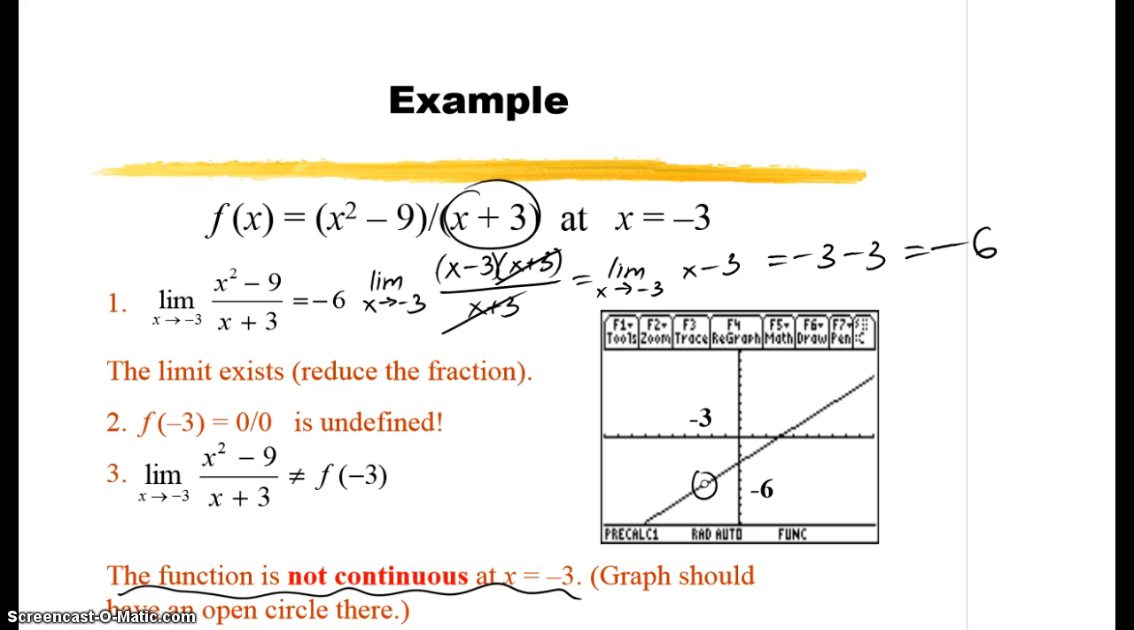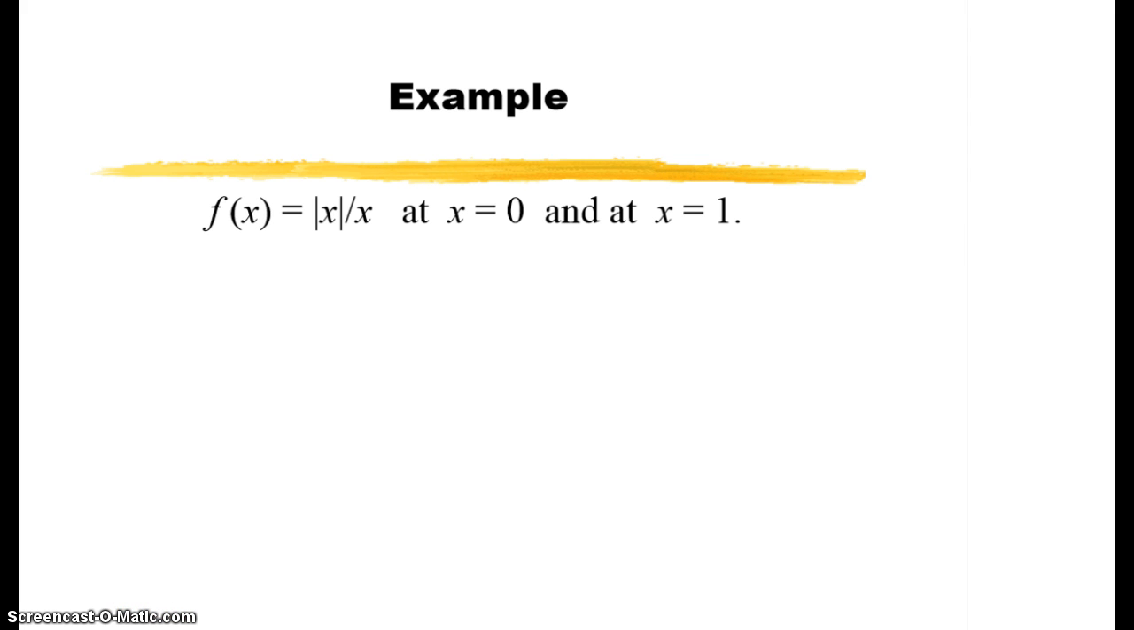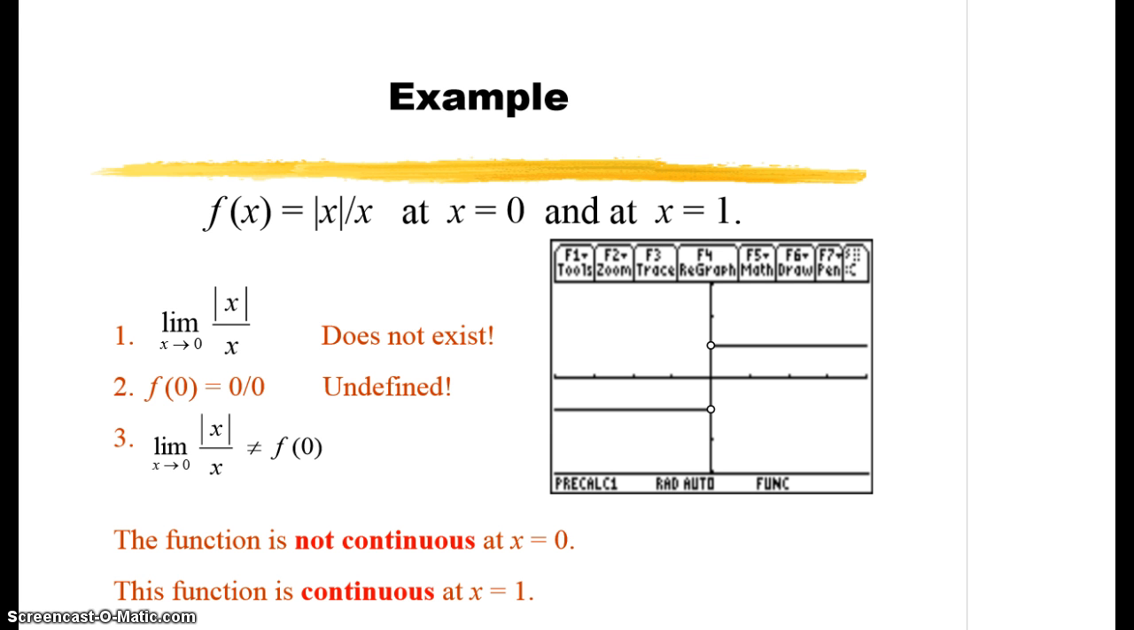Okay, now if we were to look at another example here, f of x equals absolute value of x over x at x equal to 0 and at x equal to 1. Well, what is going to happen with this function? Is the function continuous? Let's see. Here's a graph of the function f of x equals absolute value of x over x.